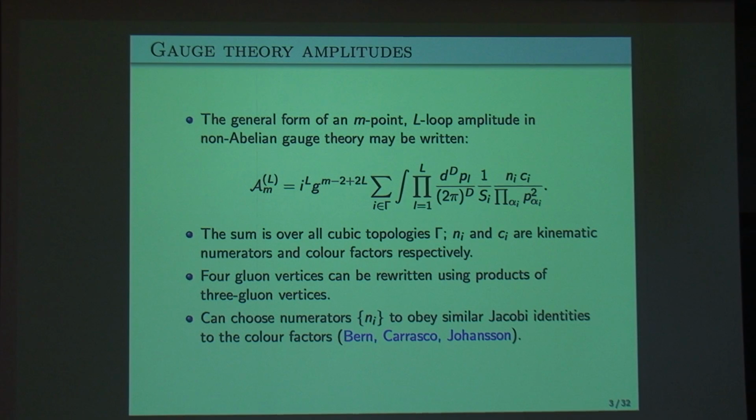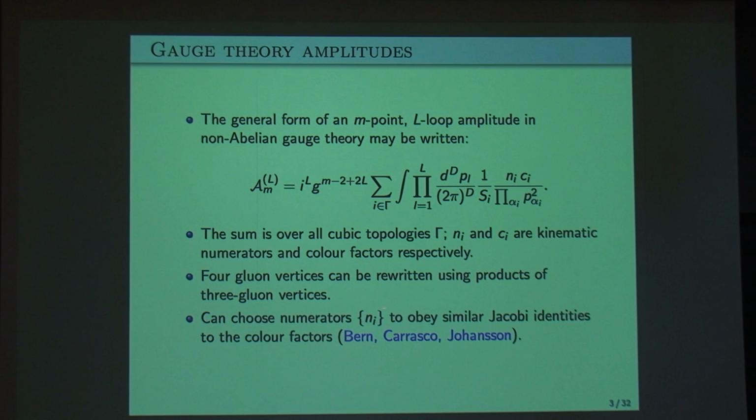Now for those that haven't seen this form before, you may ask, why am I only summing over cubic topologies, whereas in Yang-Mills theory, for example, we have a quartic vertex. The point is I can always choose to write those multiple interaction vertices as sums of products of cubic vertices so that the amplitude assumes this form. Now these kinematic numerators, of course, are not unique. They are gauge dependent, and also there is a generalized gauge freedom which we can use to put those in a different form. Now there's an interesting recent conjecture which has now become known as BCJ duality.